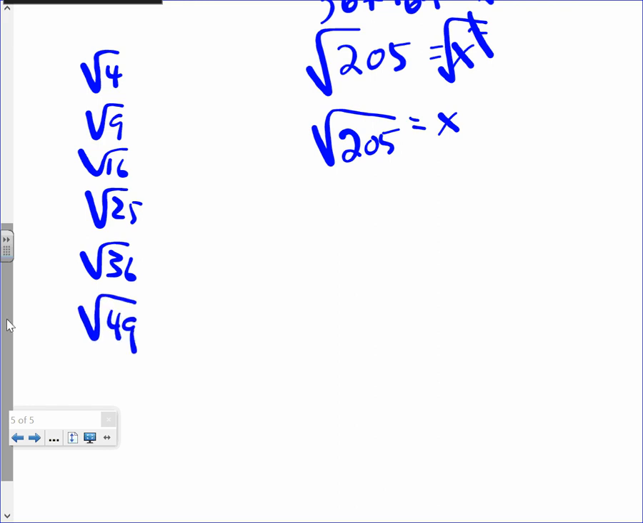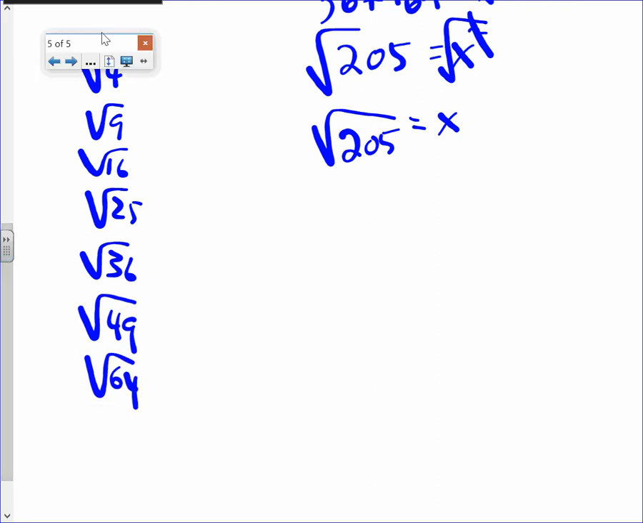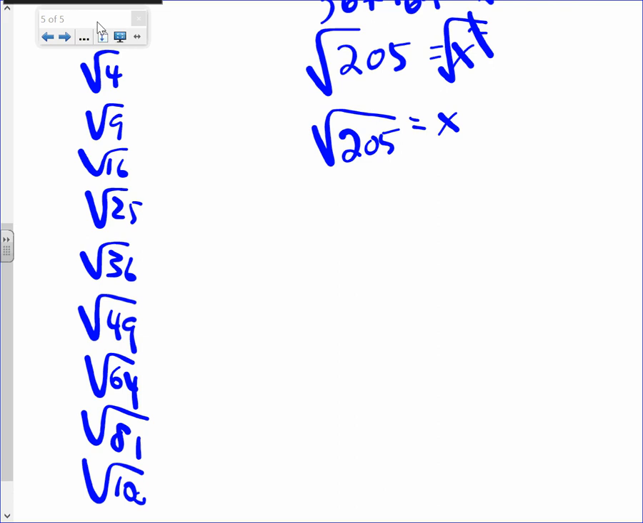Next one's 49. 205 divided by 49? Negative. 205 divided by 64? Nope. 205 divided by 81? I bet that's the one. Nope. Last one. Once you get to halfway, 100 is about half of 205. Stop. 100 doesn't go into 205 evenly, so we're done. You can't break it down. So x equals the square root of 205.